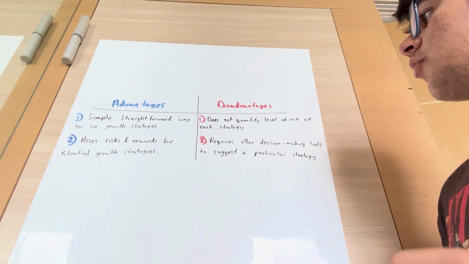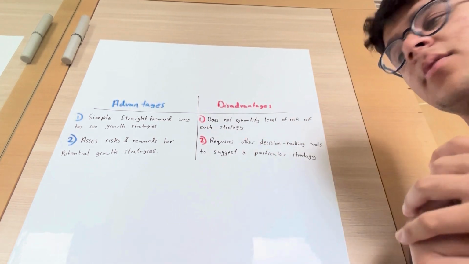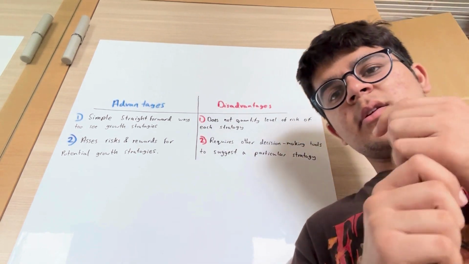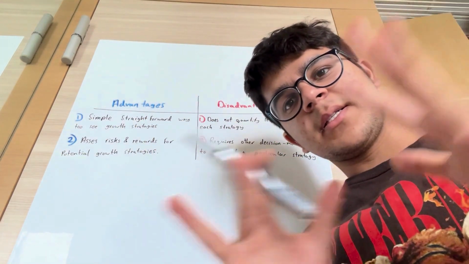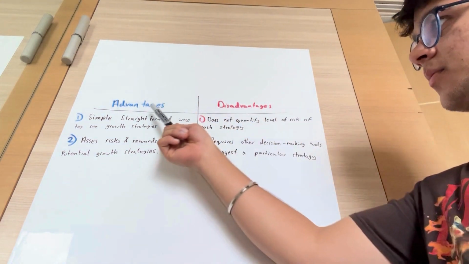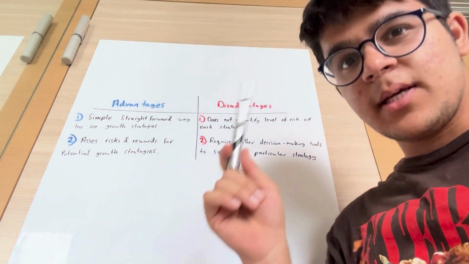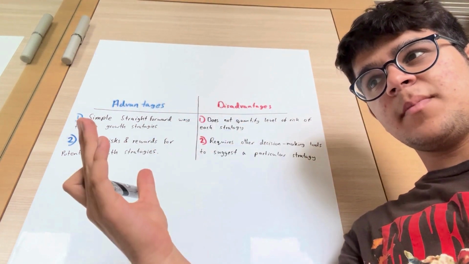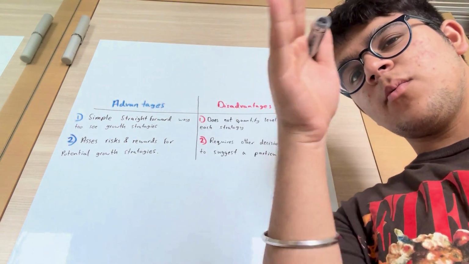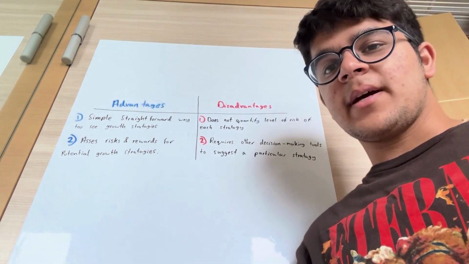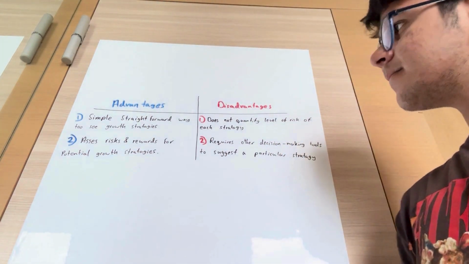Secondly, it requires other decision-making tools to suggest a particular strategy. You can't really use the Ansoff Matrix all by itself. So you have multiple different strategies and you need other tools like, let's say, decision-making trees or force field analysis to help you evaluate which decision would be most effective. That's it.